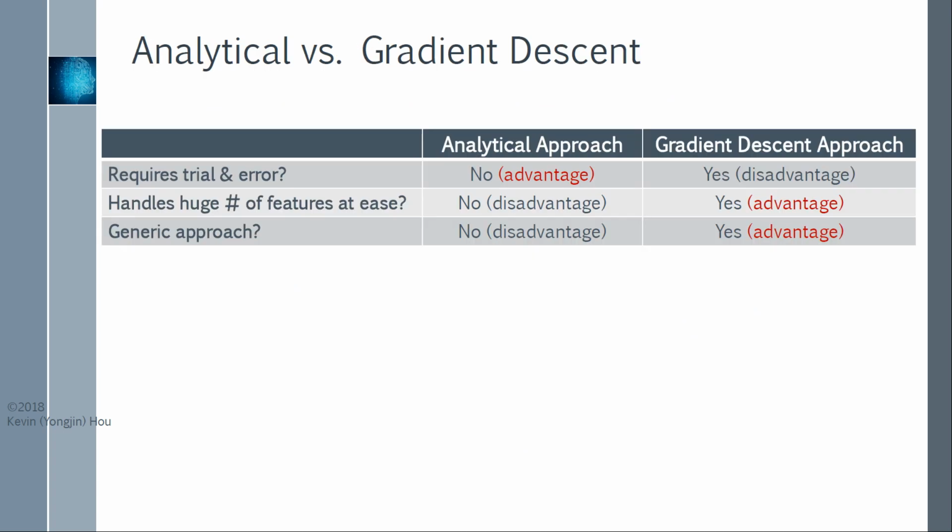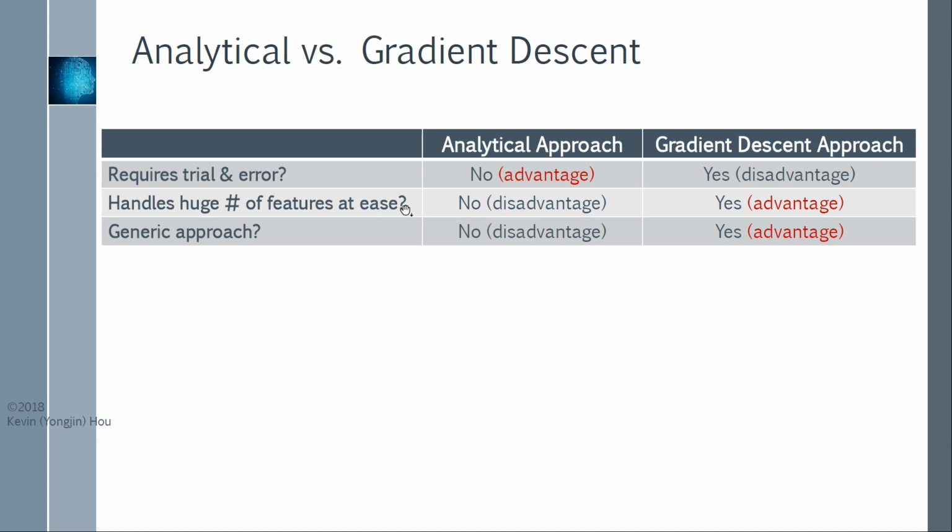Finally, let's look at the comparison between two approaches, the analytical versus gradient descent approach. And we look at three criteria. First, does the method require trial and error? For the analytical approach, the answer is no, because with the formula, as long as you plug in the x and y, it will give you the answer. There's no need for trial and error. So that's an advantage for the analytical approach. And gradient descent requires trial and error.